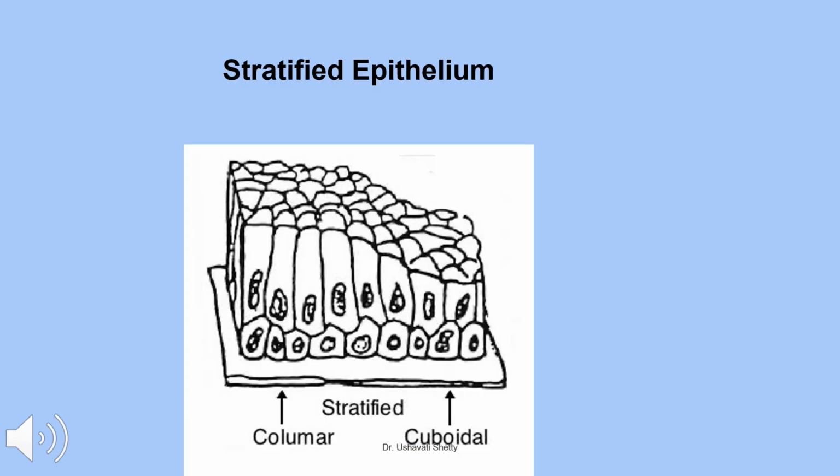Stratified epithelium. This comes under compound epithelium. This type of epithelium is multi-layered. The cells of the lowermost layer only rest upon the basement membrane. It is generally composed of several layers of same or different types of epithelial cells. Location. It is generally found on the epidermis of the skin. Function. It is protective in nature.